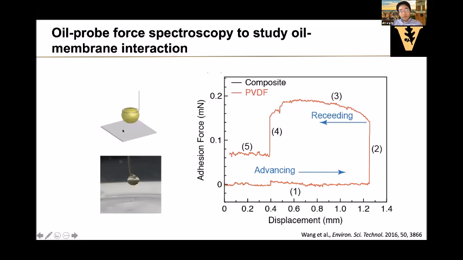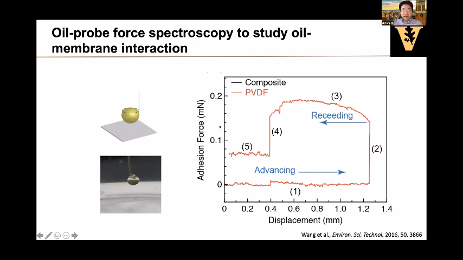Back in 2016, we also introduced a method called oil probe force spectroscopy. So the idea is very similar to AFM, but instead of using a colloidal probe, you just use a droplet of oil as the probe. And so you're trying to approach the surface of the membrane, then contact it, and then retract it. Now, I'm not going to go through the details of the process, but I just want to point out two things here. If the membrane is attractive to the oil droplet, then upon the contact, which is this point here, you see a sharp jump of the adhesion force. So this is one thing.